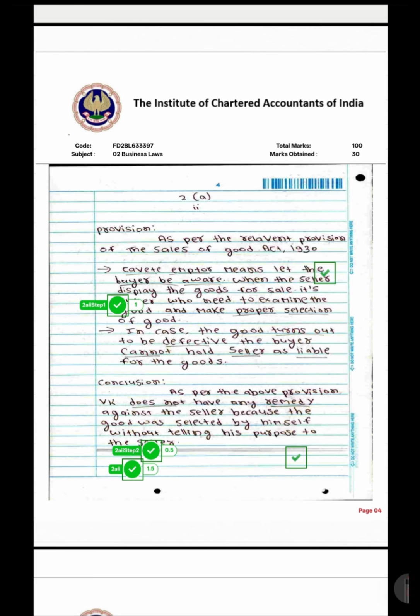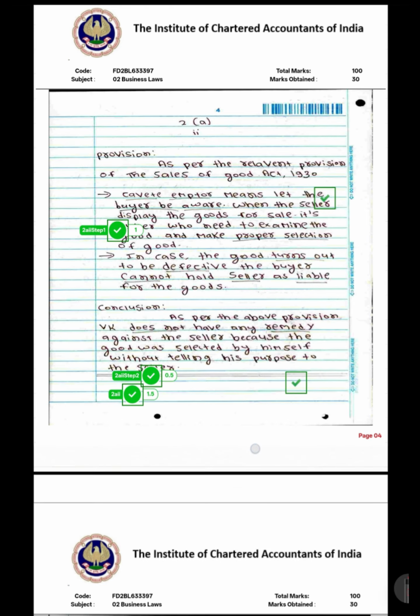I have used this arrow in every question because I didn't want to write my answers in paragraphs, as it would be boring for the checker. So I used arrows in every question so that it would be a bit attractive to the checker. Again it was of nearly 3 marks, so again I wrote the provision and conclusion, and the checker has allotted me 1.5 here.